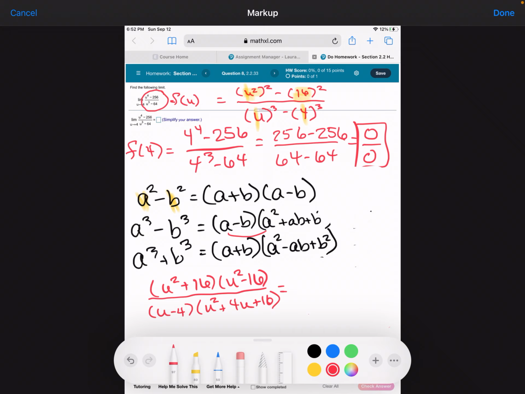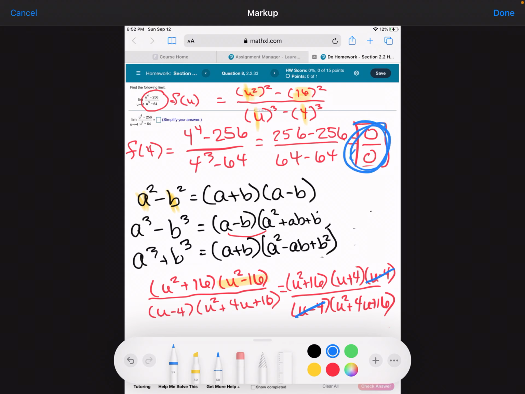But wait a minute. Look at the top here. This is a difference of squares again. So on top, we actually have u squared plus 16, and then we have u plus 4, u minus 4, and on the bottom, u minus 4, u squared plus 4u plus 16, and we see that the u minus 4s divide out. And notice the u minus 4 is the factor that was causing the 0 over 0, right? Because we were plugging in a 4. So the 4 here makes a 0, and the 4 here makes a 0. So those are gone, which means the graph itself has a hole at 4.